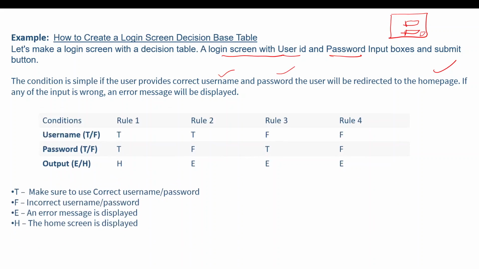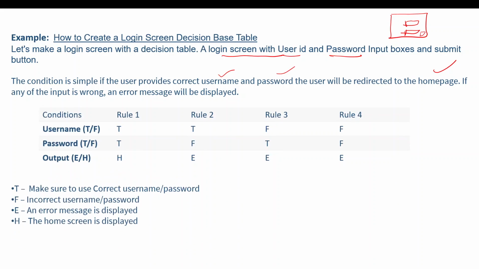So how do we derive the test cases? Based on the decision table, right? We have conditions over here. In this first column we have conditions. So we have username, where T is nothing but true and F is false. Here we have true and false, password true and false, and output: error or home page. Now let's talk about rule 1, what it says. Username we have true, password we have true, then we should get to the home page. When we enter the correct username and correct password and click on the submit button, then we should get the home page, right?